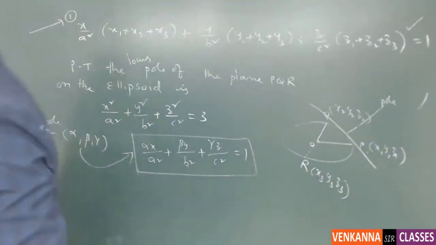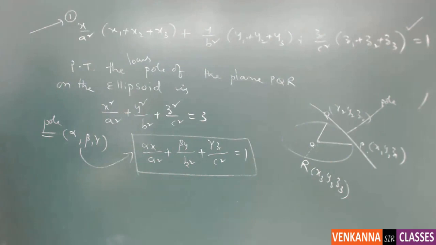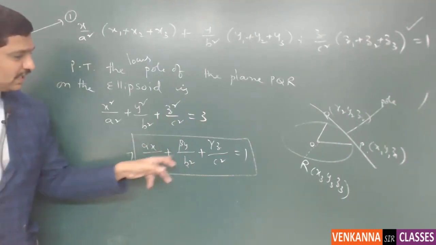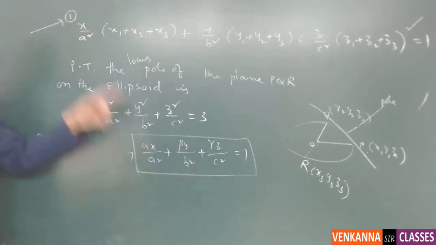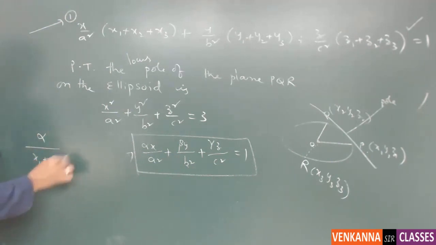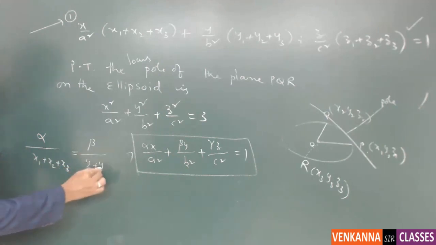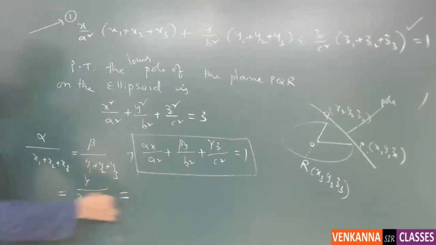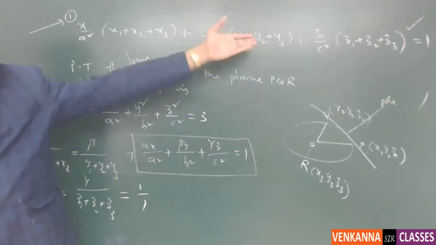What happens? Then let us compare the respective coefficients. You compare the coefficients of alpha, beta and gamma there. In other words, you take the coefficients of x by a square, y by b square, z by c square. So you have alpha by x1 plus x2 plus x3 is equal to beta by y1 plus y2 plus y3 is equal to gamma by z1 plus z2 plus z3 is equal to, we need to compare the constants, nothing but 1 by 1. Here the coefficient is 1, there also the coefficient is 1.